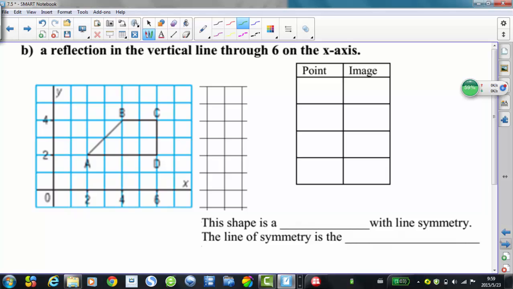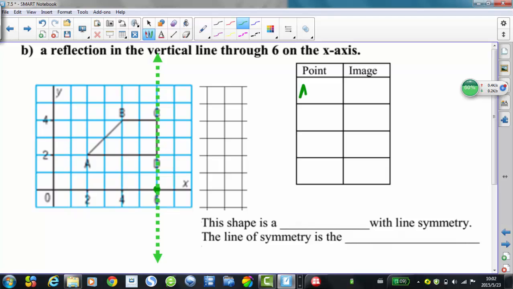A reflection in the vertical line through 6 on the x-axis. Let's draw this vertical line, which is the line of symmetry, first. This line passes through 6 on the x-axis. So 6 is here, and the vertical line will be this one. Let's read the coordinates of every single point in the original shape first.